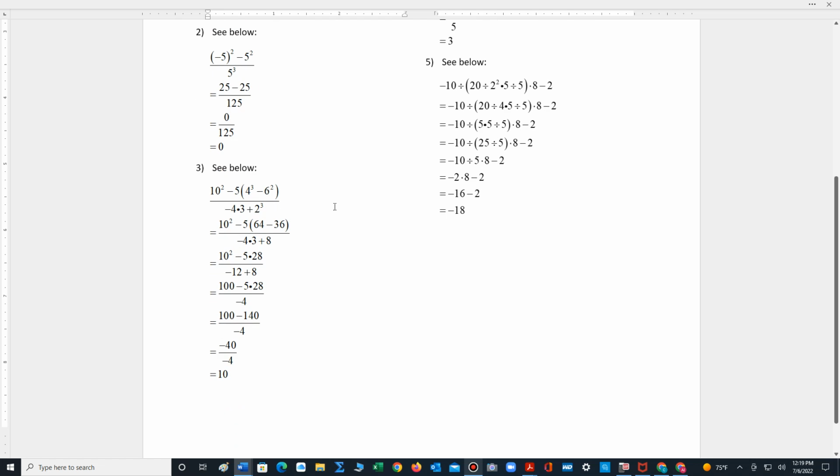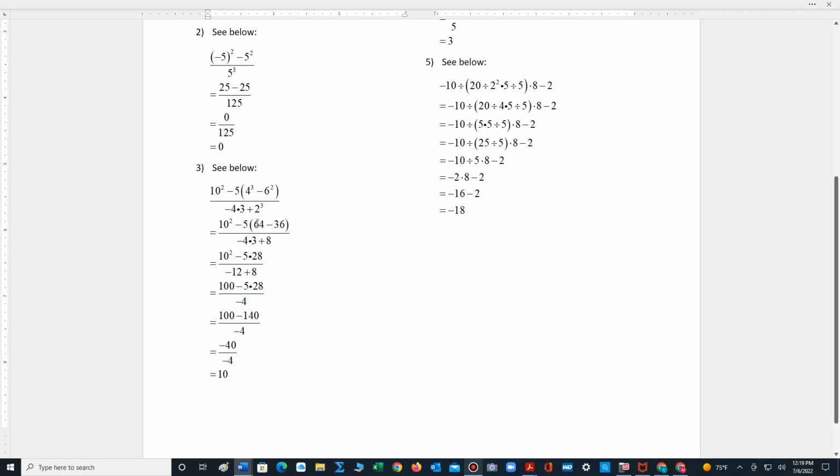For problem 3, we follow a similar pattern. Remember, we start inside the parentheses in the numerator. 4 cubed is 64. 6 squared is 36. In the denominator, once again, exponents, 2 cubed is 8. Right? 2 cubed is 8.